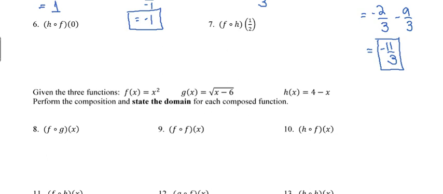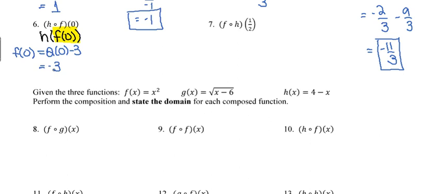Number 6 says find h of f of 0. So again, my goal here, my mission, I'm going to rewrite this using parentheses, because now I can see that I want to begin by finding f of 0. So f of 0 would be 2 times 0 subtract 3, or 0 subtract 3, which is -3.